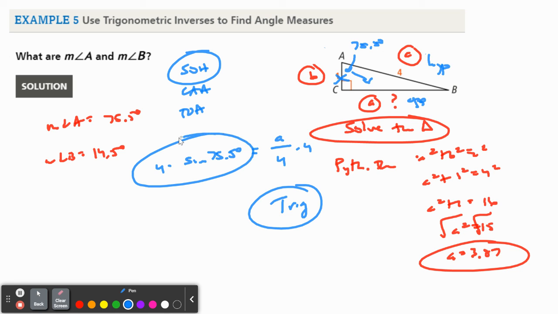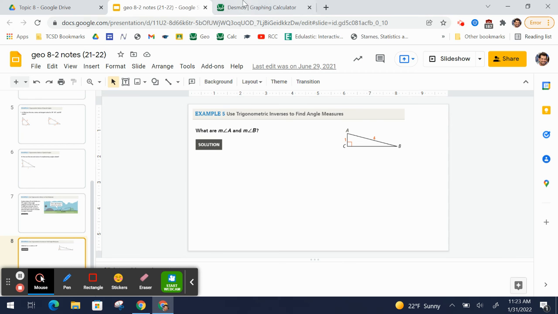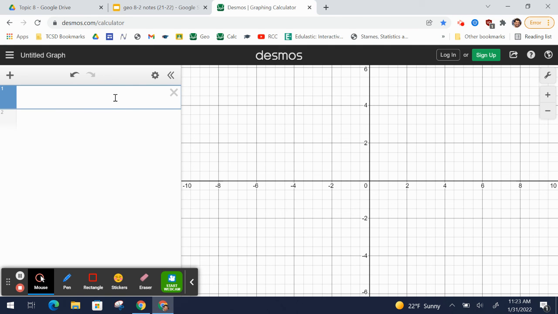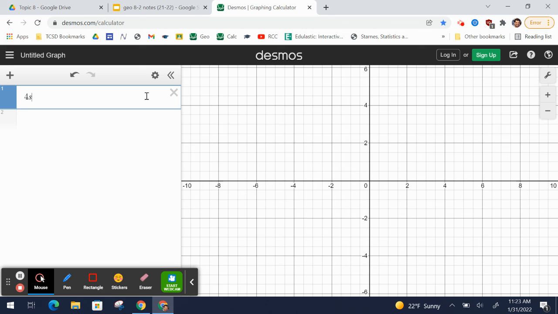And I'm going to type this into Desmos. 4 times the sine of 75.5, and it better be super close to 3.87. So let's see. Again, I'm in degree mode. Let me just double check. I always want to make sure. Yep. So 4 sine of 75.5. And look, 3.87. So another way to go about finding that missing side length. So again, if you see the word solve, they want to know everything.